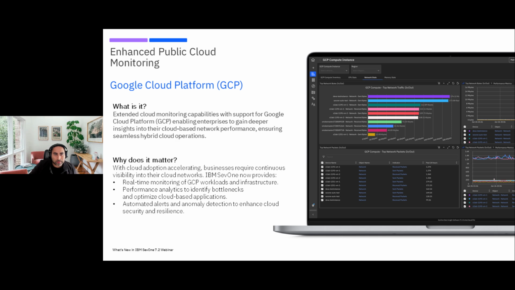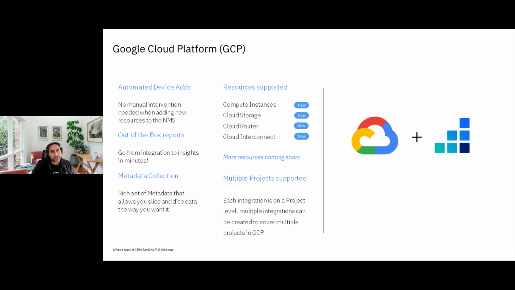I'll talk through some of the highlights of the GCP plugin. We have automated device adds. Once you create the integration, you no longer need to add devices on a manual basis. As you add new compute instances to your GCP environment or to your GCP project, they'll still just appear as devices in your NMS. We also offer out-of-the-box reports within Data Insight. Data Insight has this new neat ability to have folders, and we've put a lot of out-of-the-box content in those folders in the public cloud folder.